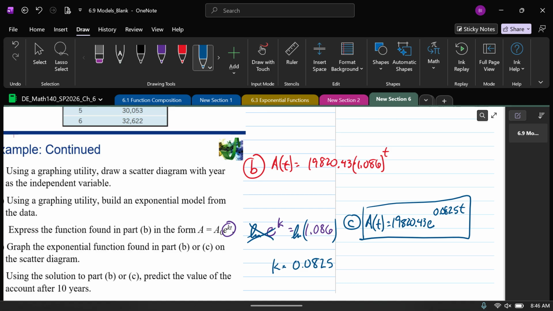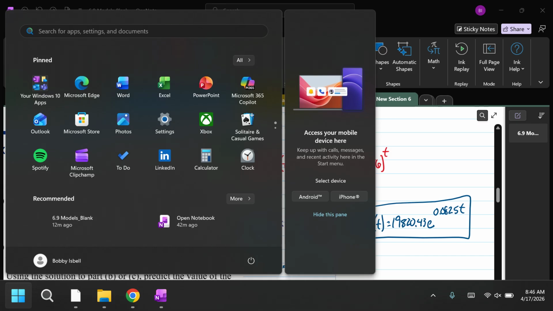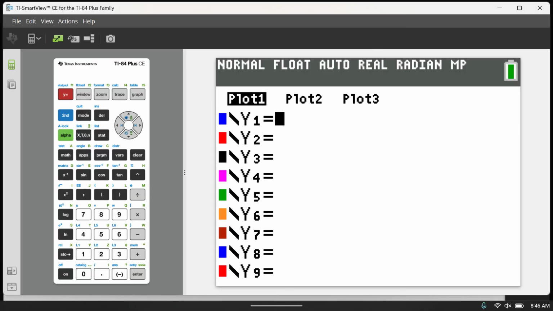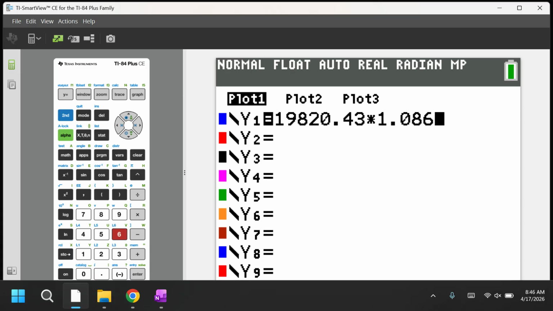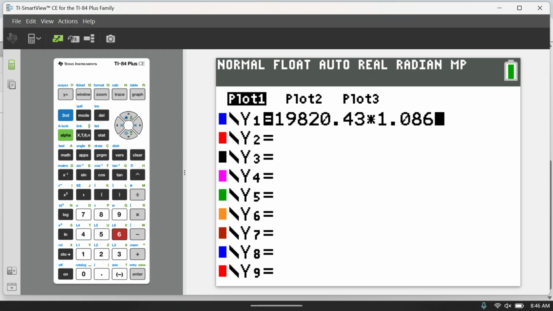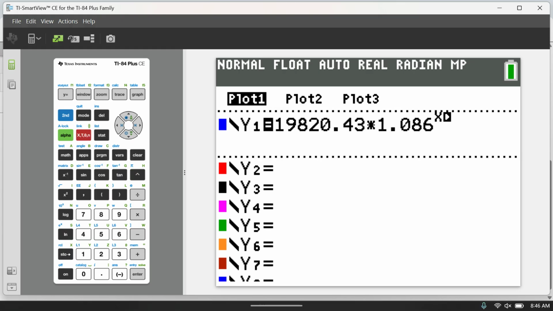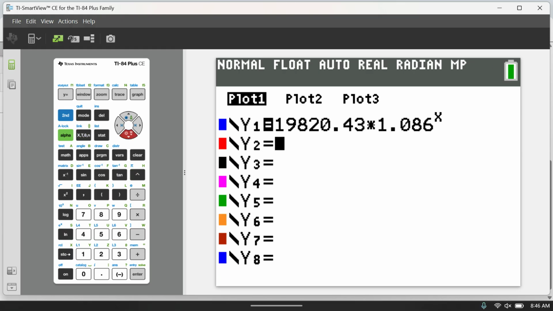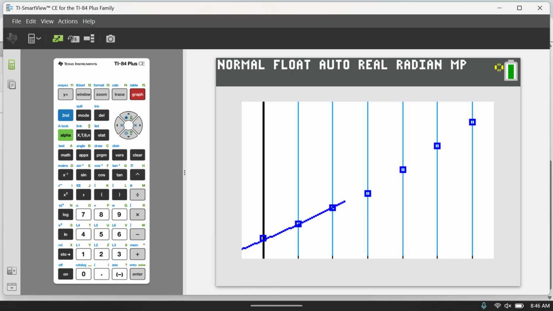So I'm going to graph both of them just to show you that they are the same. If I graph the first one, that was 19,820.43 times 1.086 raised to the x. Then I'm going to graph that and show you that one. Look how close that fits the data. It's not perfect, but it's real good.